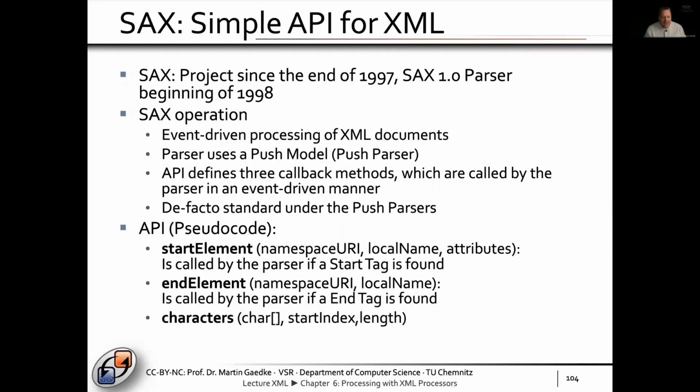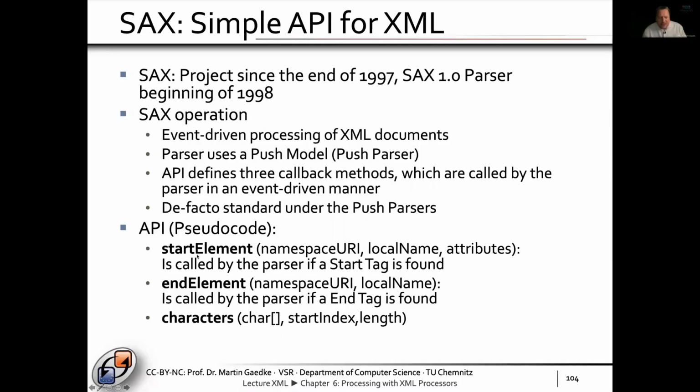And the parser came with a very simple API, having only three so-called callback methods that you could use in reading the XML documents. So the API that the SAX parser established were these three here: start element, end element, and characters.